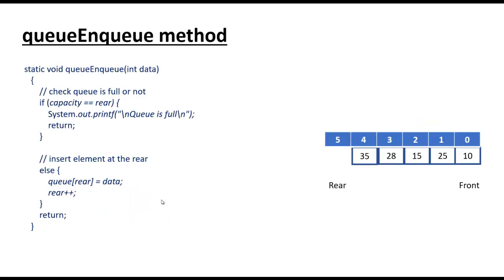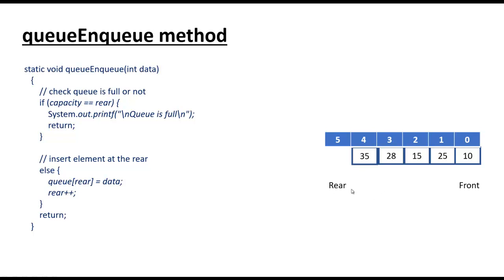Now the one method which we have to create is the enqueue, or the queue enqueue method. This method is used to insert one element into the queue. Now suppose I am going to insert one element, 10, into this queue, I have to pass 10 here. Before inserting anything into the queue, we have to see whether our queue is empty or full. So how can we check whether the queue is full or not? If my capacity and the rear value are the same, it will say that the queue is full.